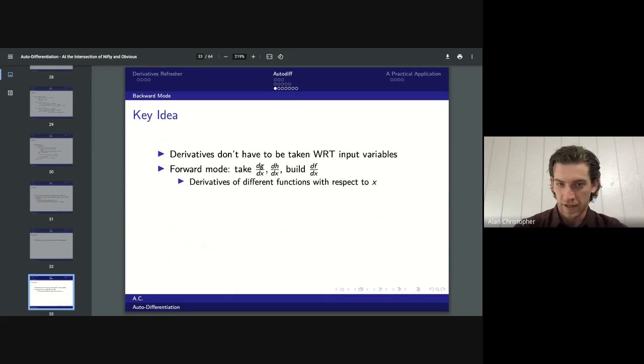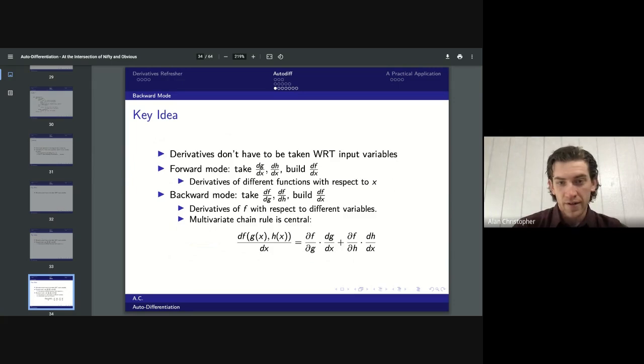Backward mode is going to take it, unsurprisingly, in the other direction. We're going to find the derivative of our final interesting function with respect to each of the different dependent variables that we calculated along the way, and then eventually we'll get all the way back down to df dx. And we're going to find that the multivariate chain rule is very, very, very useful for us here.